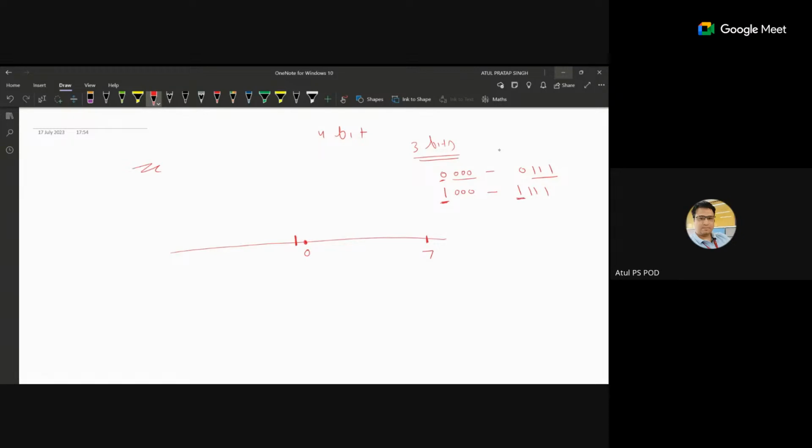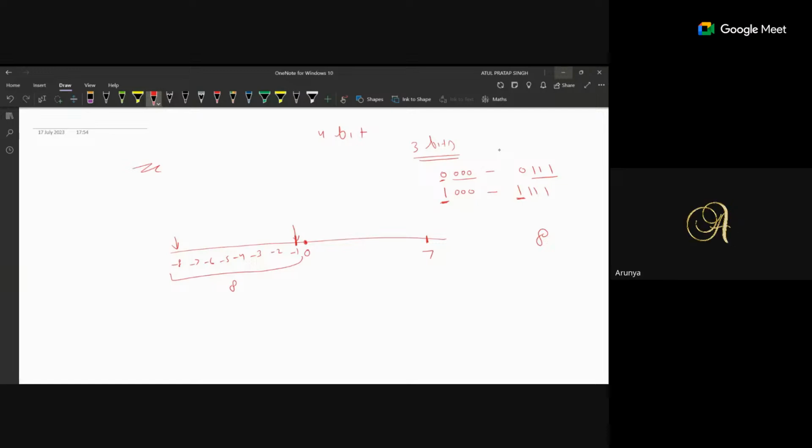So 0 to 7, how many values are there? There are 8 values. And if we take 1 as the first bit, we can still represent 8 values without repeating the 0. So on the negative side we start from -1, -2, -3, -4, -5, -6, -7, and -8. The negative range goes from -1 to -8. How many values? 8 values.